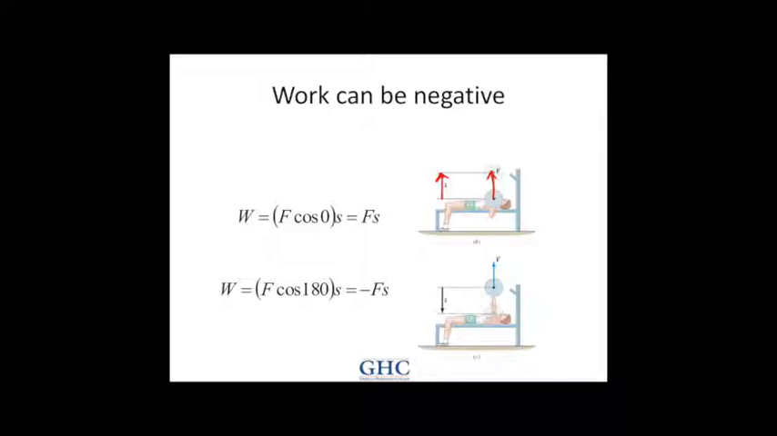During the process, he lowers down the weight. He still needs to apply a force. Let's only think about the force applied by the lifter. The force applied by the lifter is pointing up, and the displacement is pointing down, so the angle between them is 180 degrees. In this case, it's doing negative work. When he pushes it up, it's positive work. Lowering the weight, negative work.